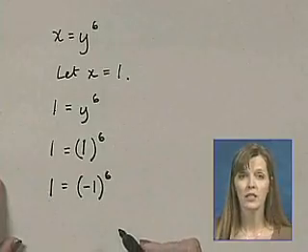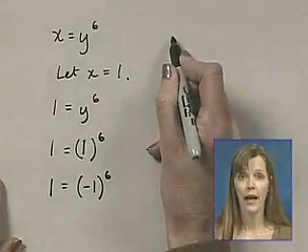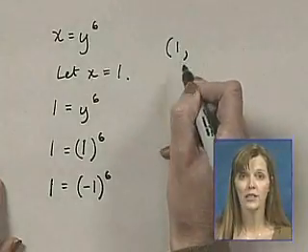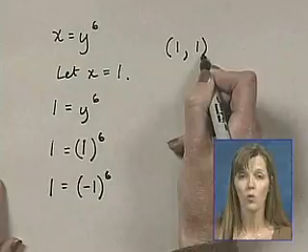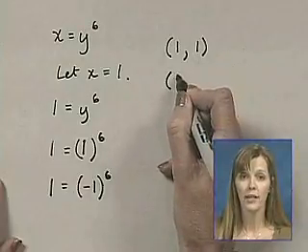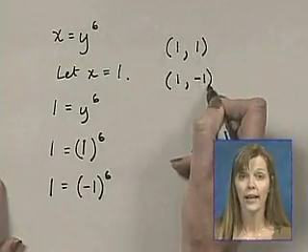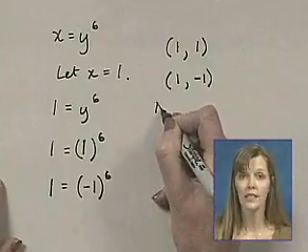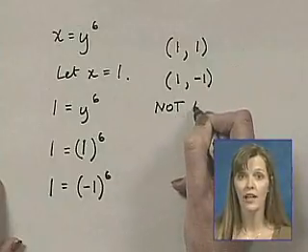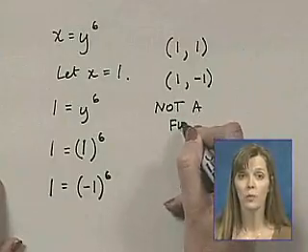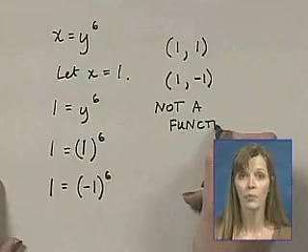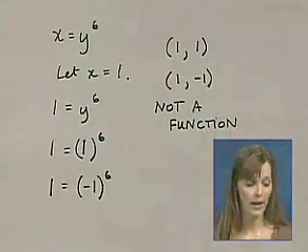That gives us then two ordered pairs. We have the ordered pair where x is equal to 1 and y is equal to 1, and we have the ordered pair where x is equal to 1 and y is equal to -1. For that reason, we can say that this is not going to be a function. So we can bring it back to the idea of ordered pairs in order to make this determination.